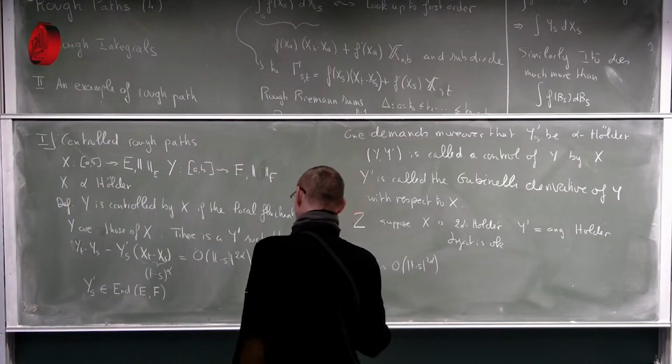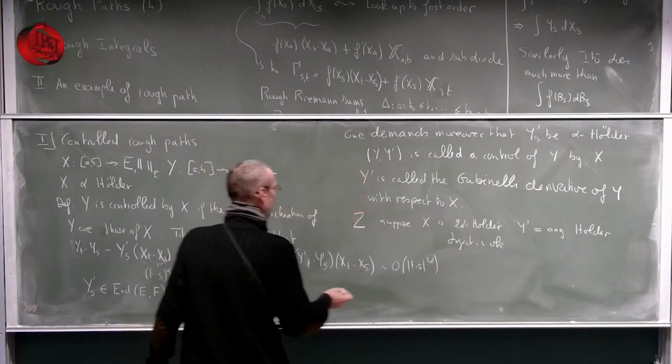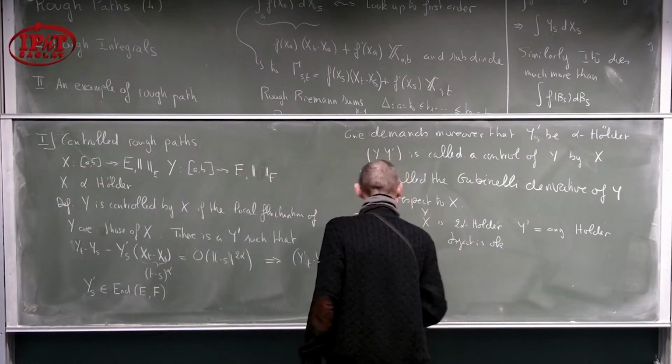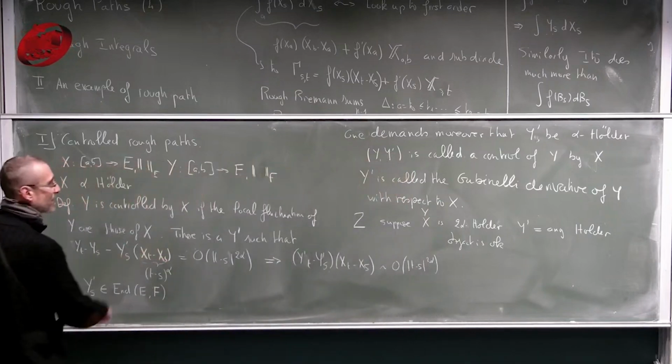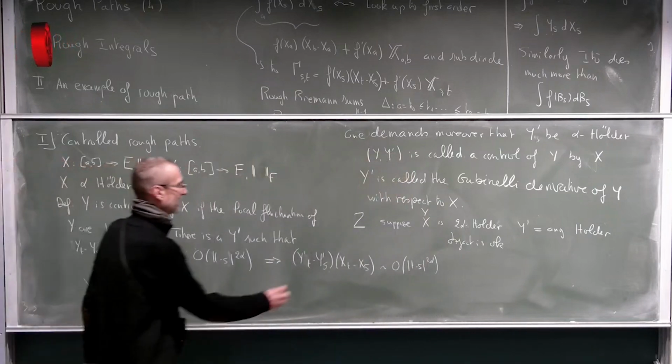Is that really what I wanted to say? I'm sorry, I have to assume that x and y are both 2 alpha Hölder, then I can take anything for y prime.